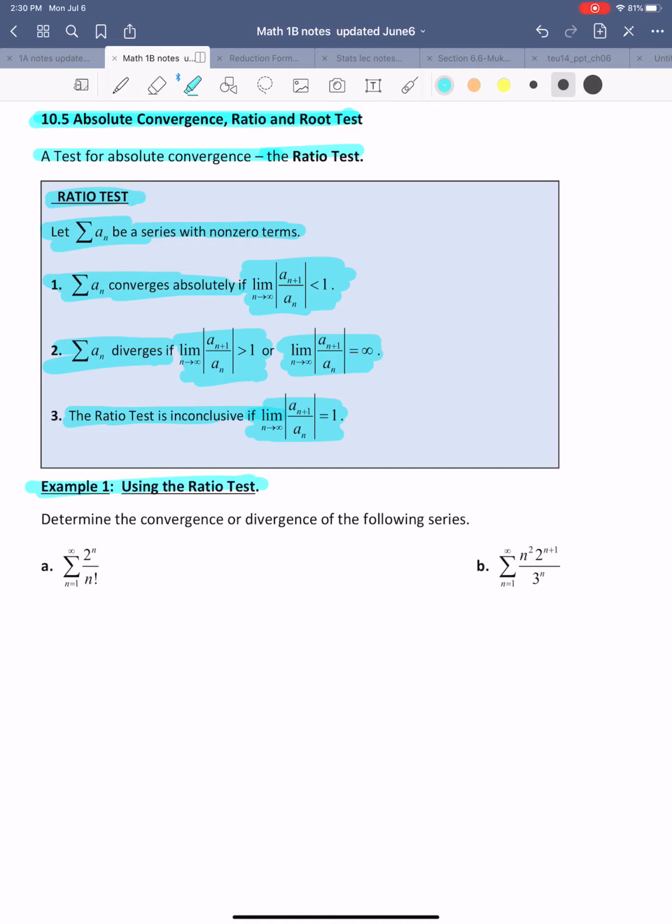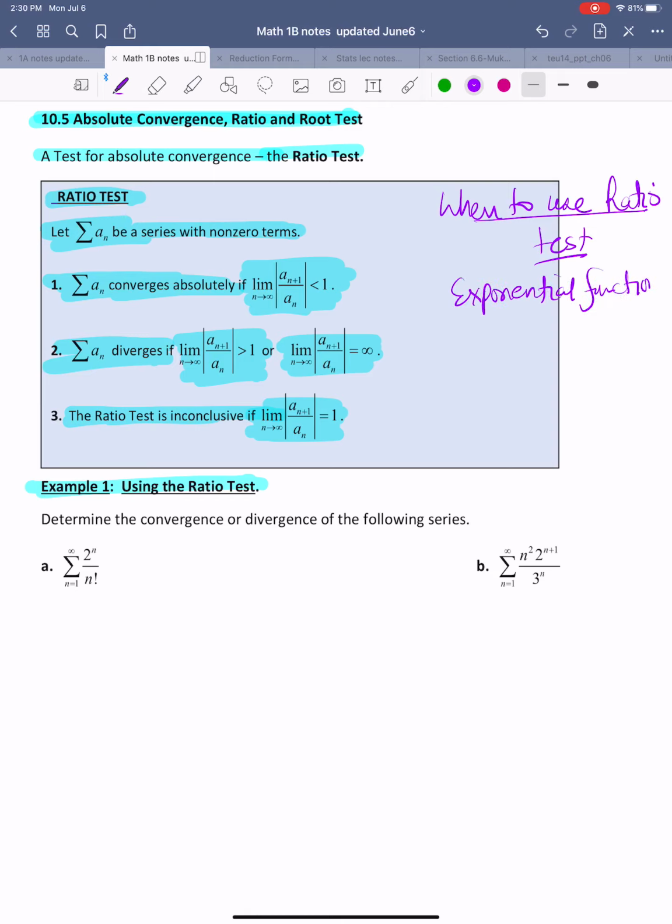When to use the ratio test? The ratio test should be used when you see exponential functions, when you see factorials, and when you see something like n to the nth power.